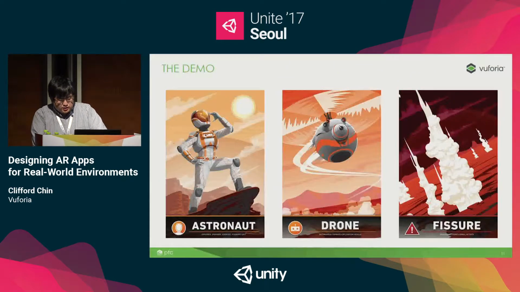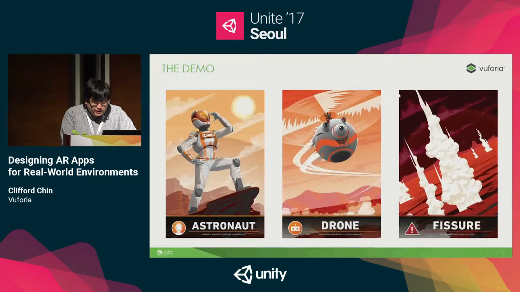The fissure is our hazard card. This is the card that introduces the conflict in the demo. So in the demo, the drone had to navigate around the fissure and eventually find ice. Once the ice was discovered, we played the astronaut card to navigate the environment and drill the ice.